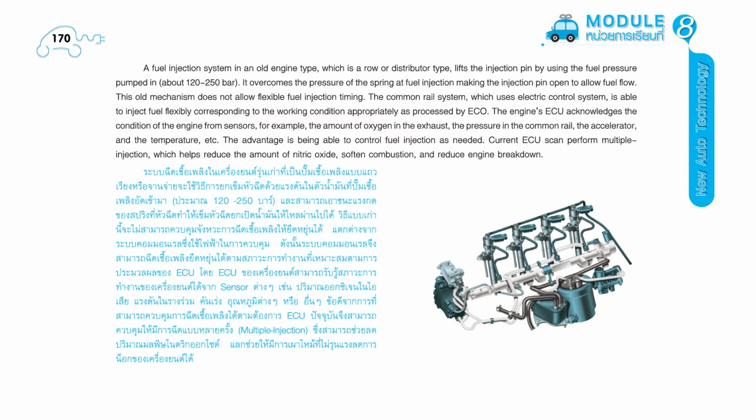The common rail system, which uses an electric control system, is able to inject fuel flexibly, corresponding to the working condition, appropriately as processed by the ECU. The engine's ECU acknowledges the condition of the engine from sensors, for example, the amount of oxygen in the exhaust, the pressure in the common rail, the accelerator, and the temperature, etc.